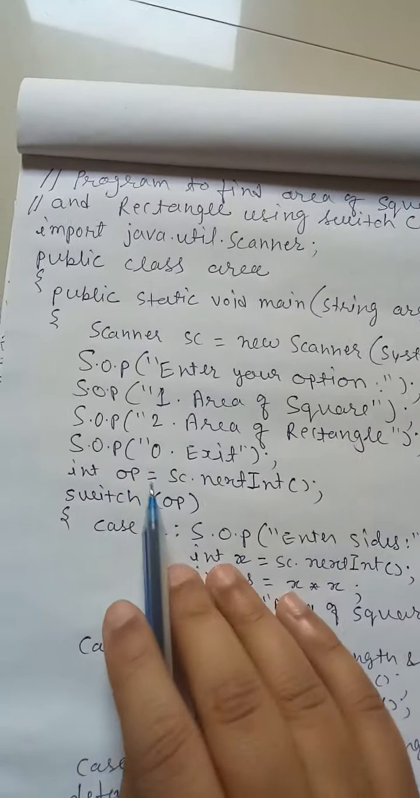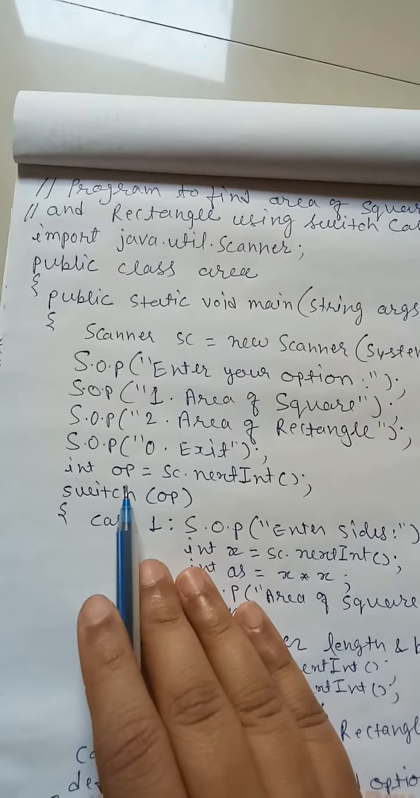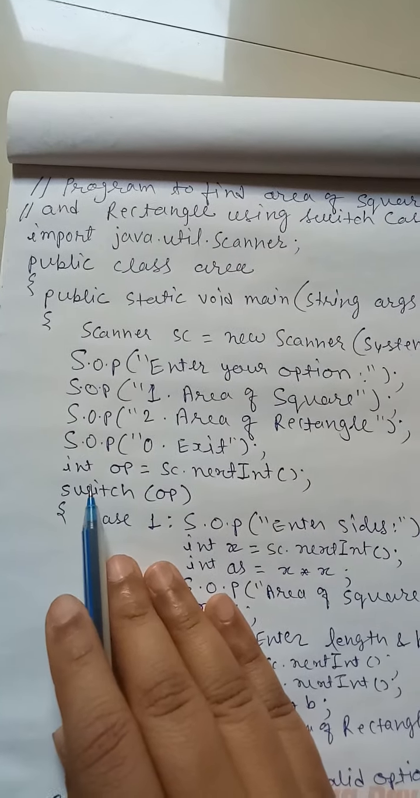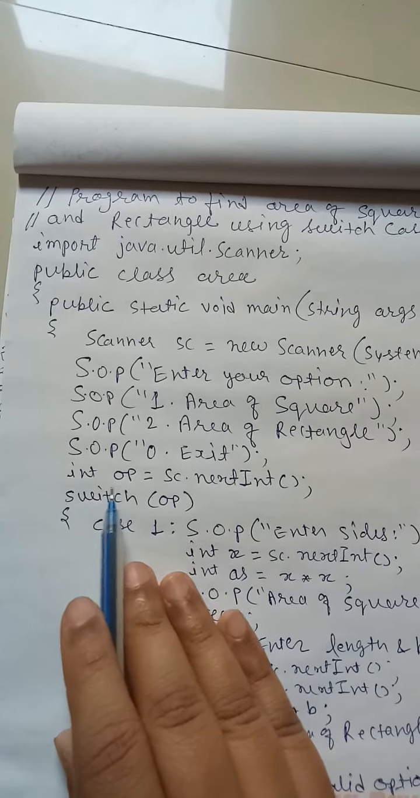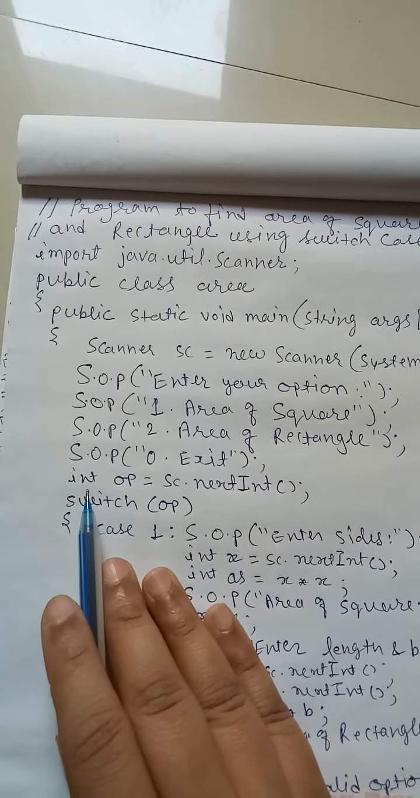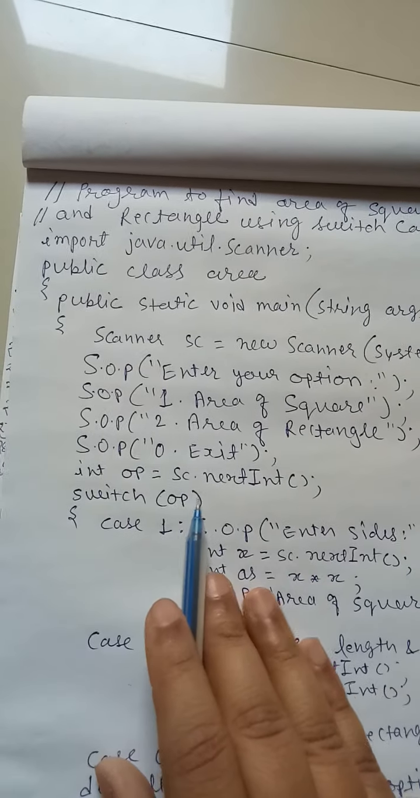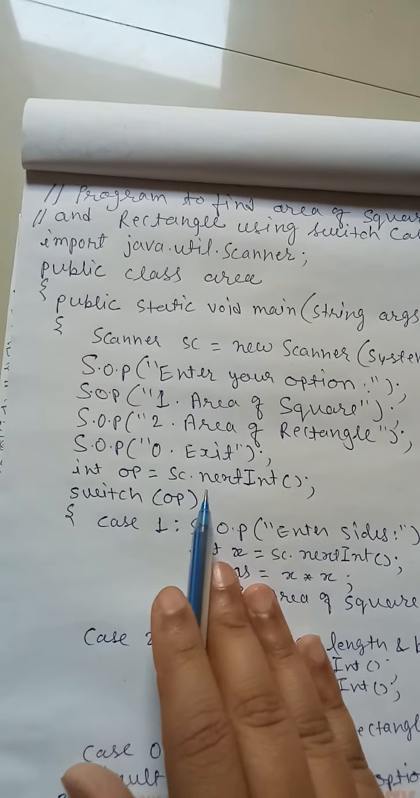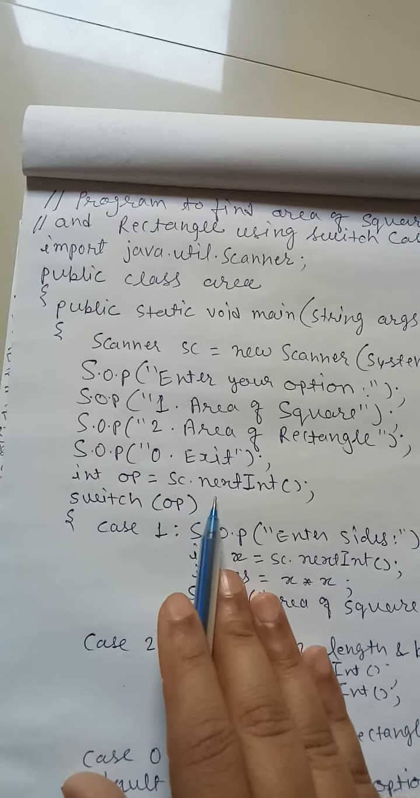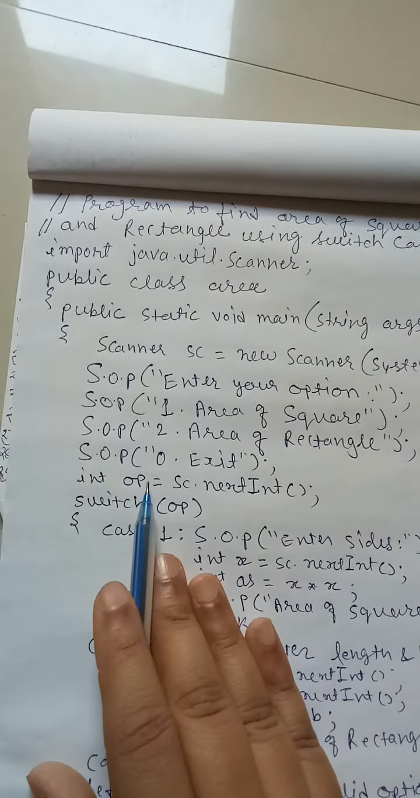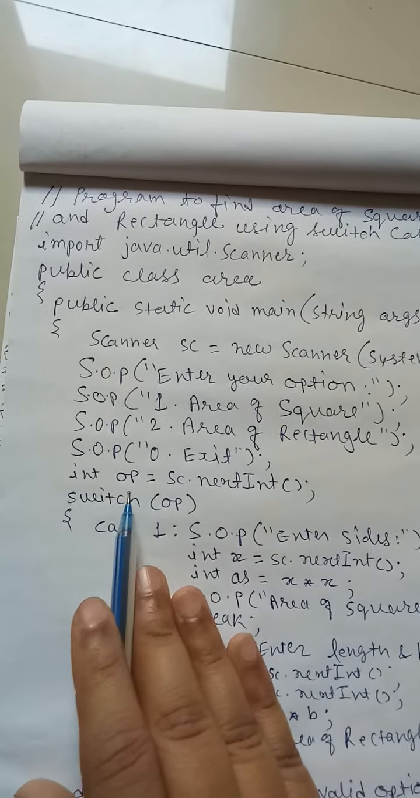So these 3 options I'm giving to the user. Then I have taken one variable OP. OP is used for the option and its data type is int. As I told you कि for the choice either you can use integer or character. So here I'm using option as an integer. So whatever value 1, 2 or 0 user will enter, it will store into OP.